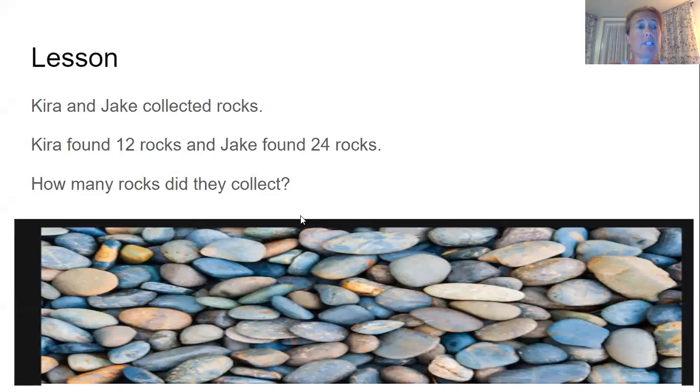Our word problem for today is Kira and Jake collected rocks. Kira found 12 rocks and Jake found 24 rocks. How many rocks did they collect?